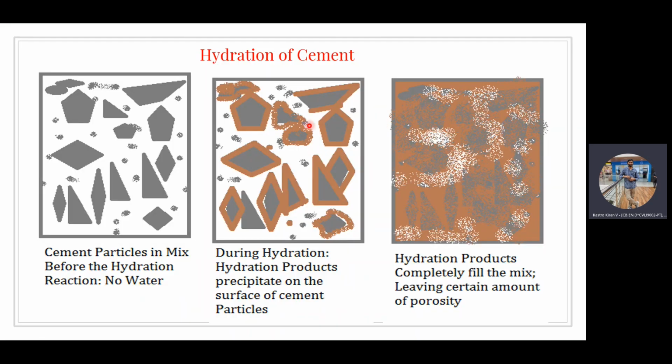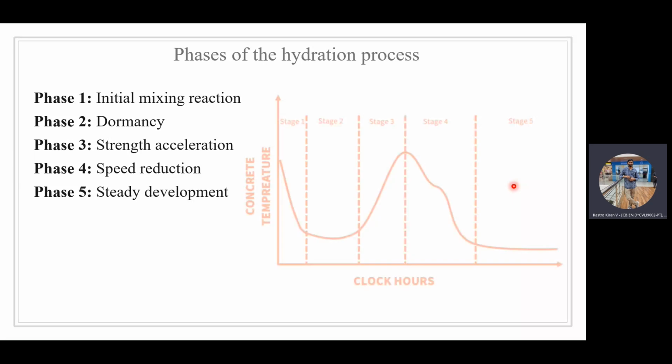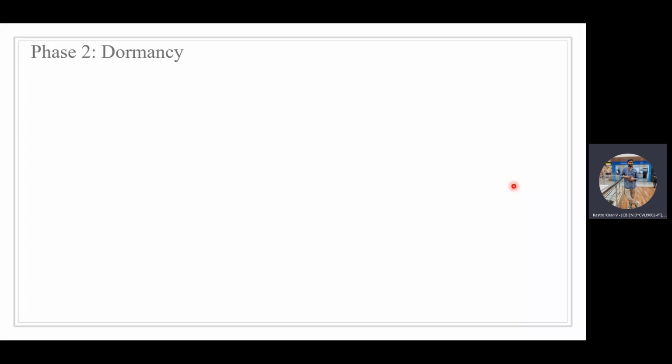Here the cement particles are coated with a certain kind of hydration products. Now, as the temperature gets increased, you can observe in the third figure, these hydration products are spreading throughout the cement matrix. Wherever the cement particles are available, these hydration products are going deeper inside the cement particles also. That is where the dormancy phase is coming into picture.